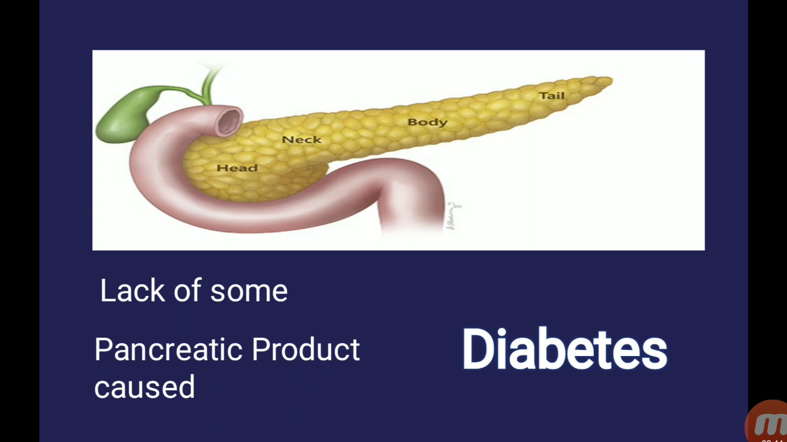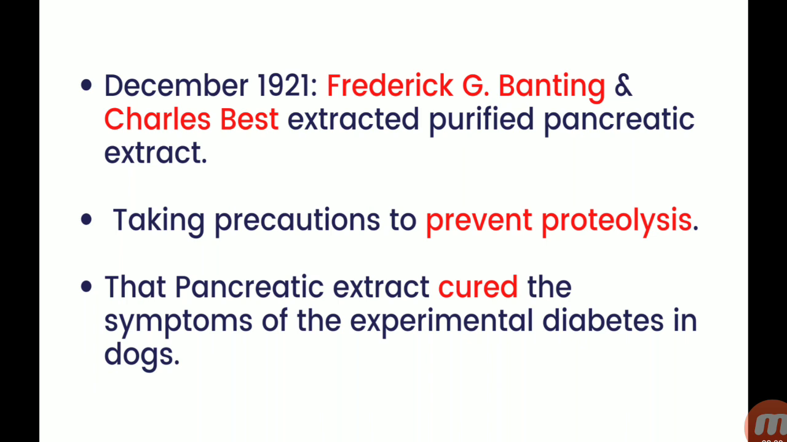After that, Minkowski tried to prepare an extract of dog pancreas that would lower the urinary glucose level and the blood glucose level. But the insulin was degraded by some enzymes and they were unsuccessful. Until the summer of 1921, there was no significant progress on the isolation or characterization of the anti-diabetic factor. But in December 1921, Frederick G. Banting and Charles Best from the University of Toronto were successful in preparing a purified pancreatic extract by taking proper precaution to prevent proteolysis. That pancreatic extract cured the symptoms of experimental disease in dogs.